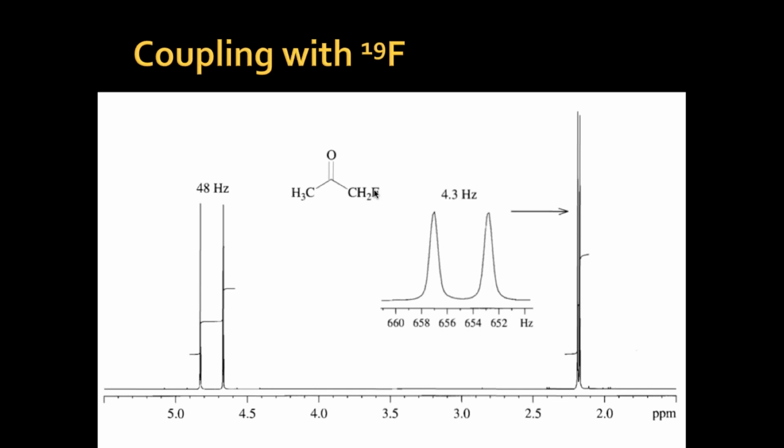Now this CH2 is in the influence of fluorine, and this CH3 is in the influence of fluorine. Long range, small range. So both of them show a doublet because both of them are in the influence of fluorine. CH2 is at 4 point something, CH3 is at 2 point something. Both show a doublet because there is only one fluorine.